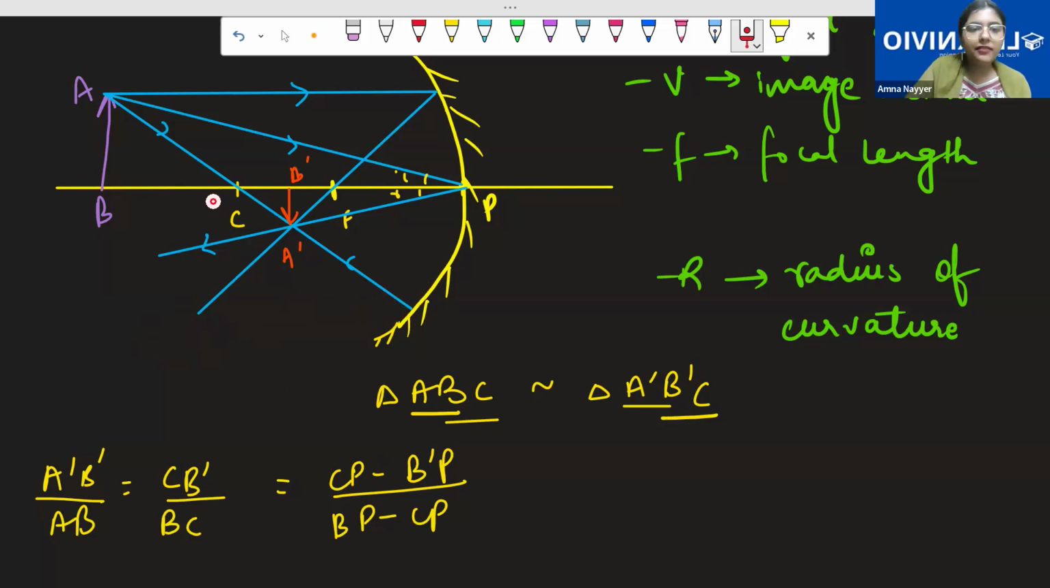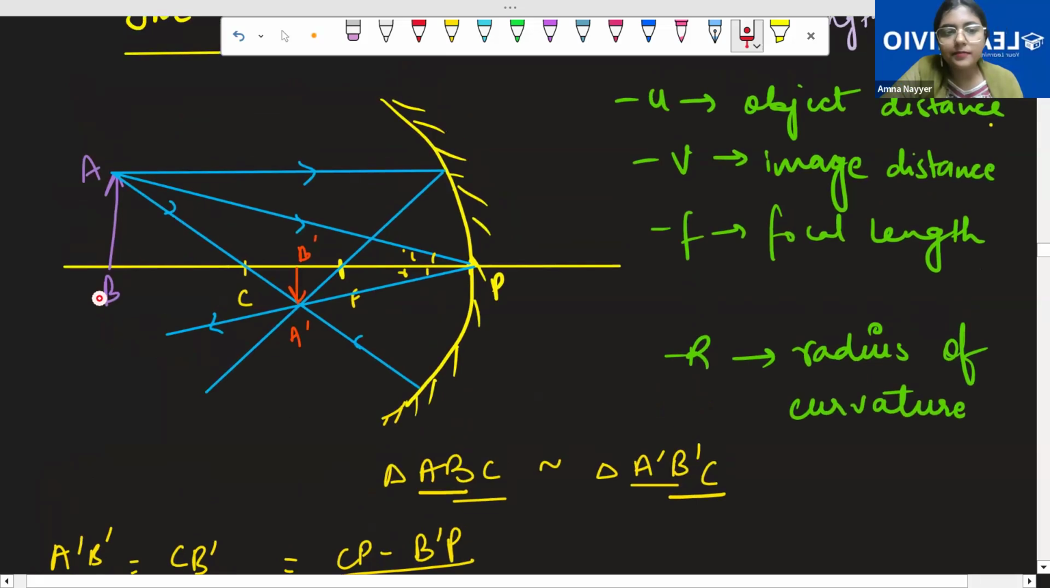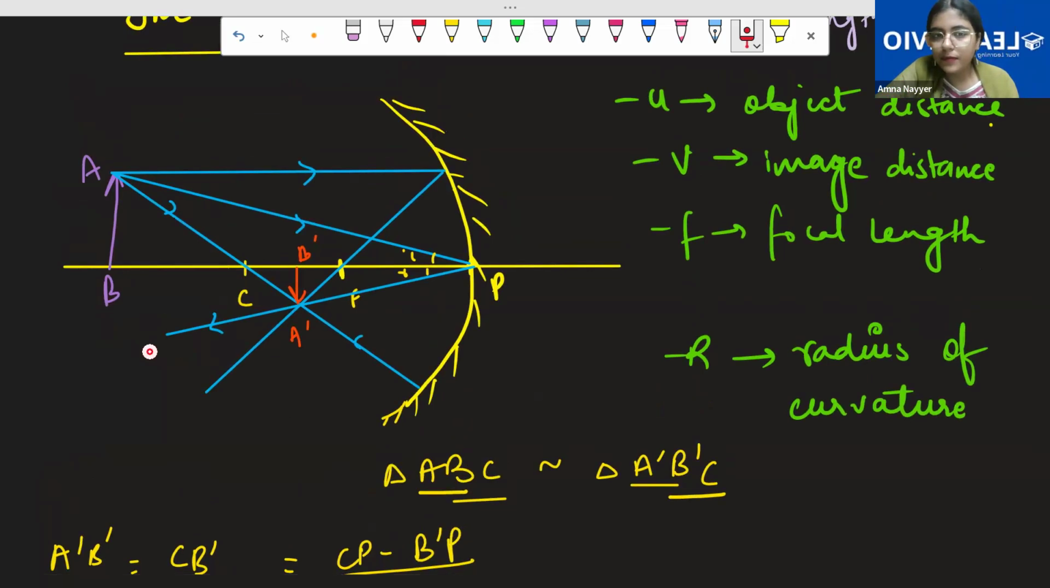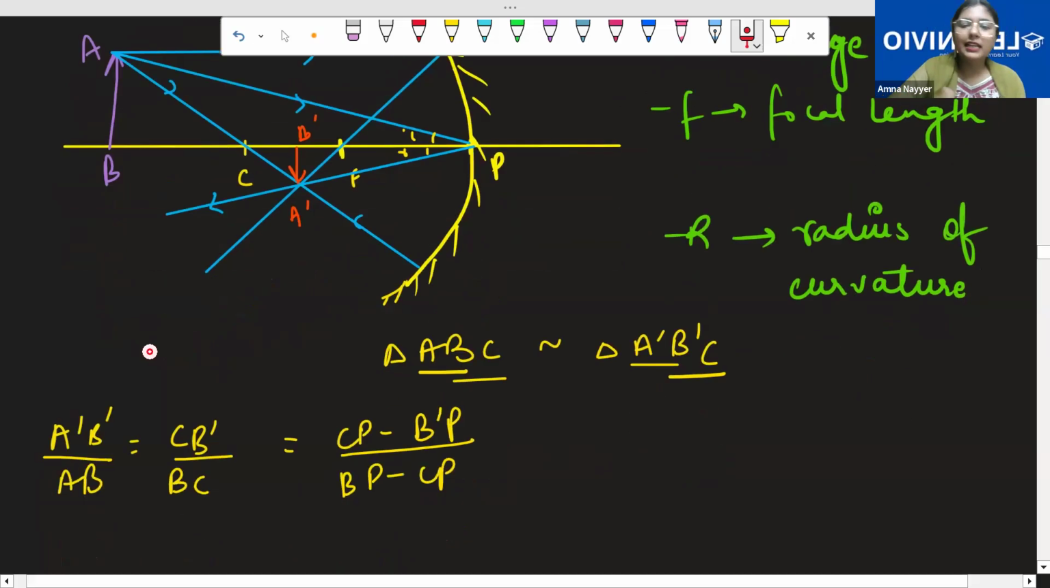Okay. Similarly, if I talk about this BC side, I have to calculate this. Now you tell me how can we find out this one, BC. BP minus CP. Very good. BP minus CP. Now, what is the usage of all of these things?